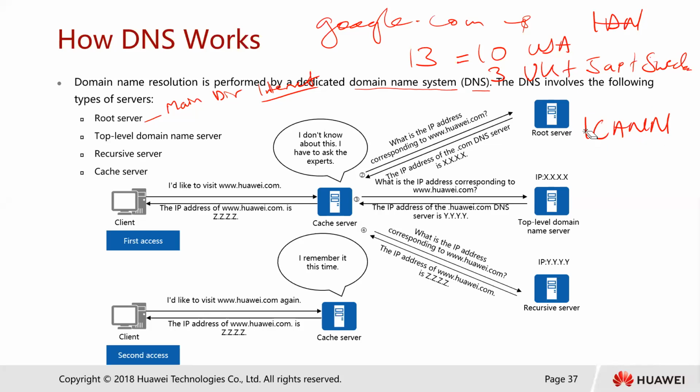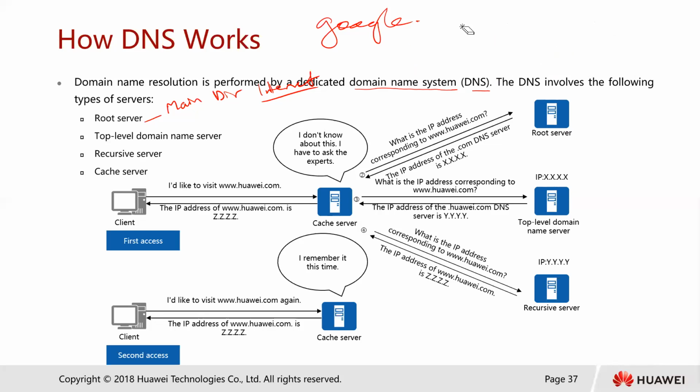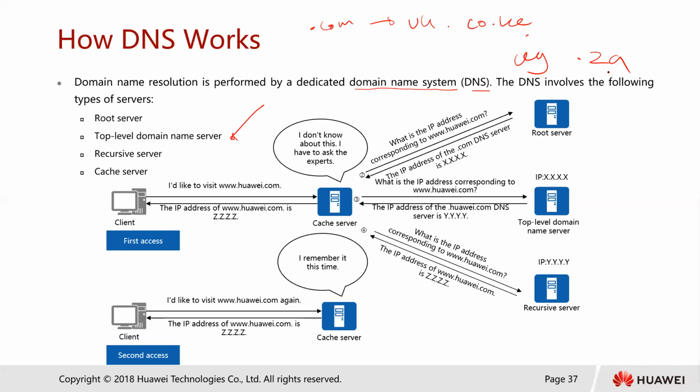We have looked at the root server. Now we also have the top level domain, a server used to store top level domain names. Top level domain names are domain names like .com, like .uk, like .co, .ke, .ug. I don't know what you use in Zambia, but I'll just say .za. I think that is South Africa. I don't know.